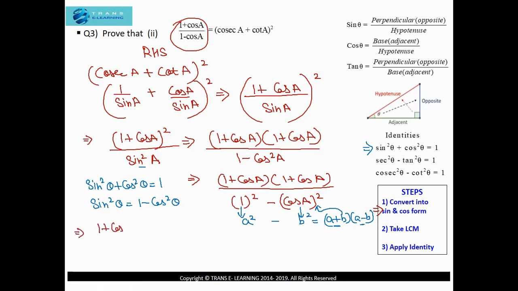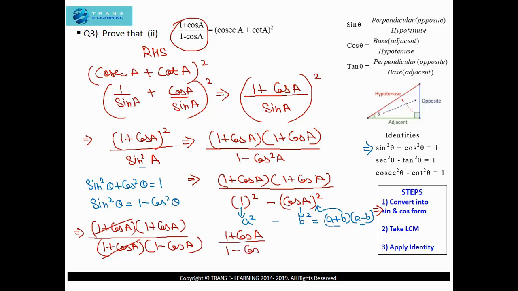So here the numerator will be (1 plus cos A) into (1 plus cos A), and the denominator can be written as (A plus B) into (A minus B). Clearly we can cancel (1 plus cos A) from the numerator and the denominator, and we are left with (1 plus cos A) upon (1 minus cos A), which is our left hand side. So left hand side is equal to right hand side, hence proved. Again, we are solving the right hand side keeping the left hand side in mind. So please don't forget that, otherwise it will become difficult for you to solve these identities.